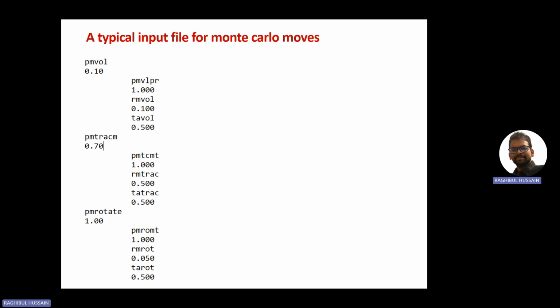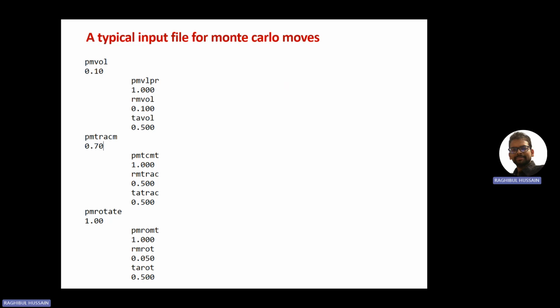Generally, we do not perform the volume move more than 10%. Out of 100, the maximum probability we give to the volume move is 10%. So that's why we have 0.1. This is probability; 0.1 is 10%. So maximum is 100%. Clear? The meaning of this is clear.